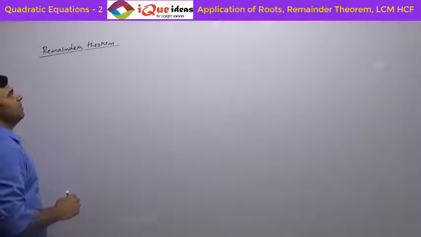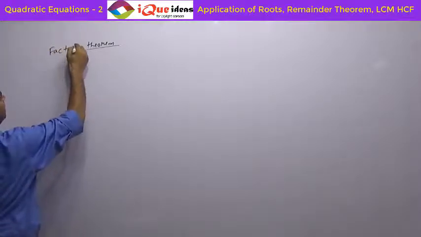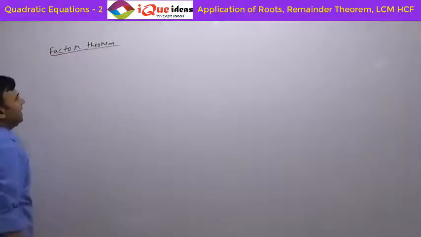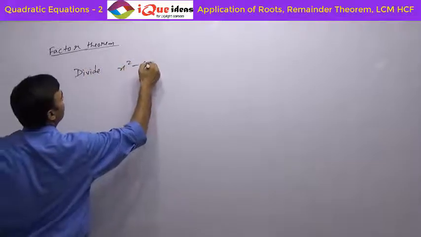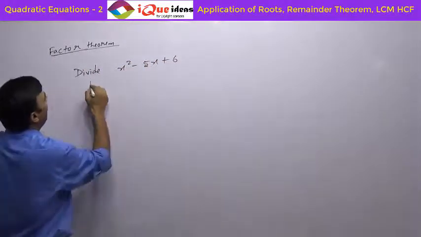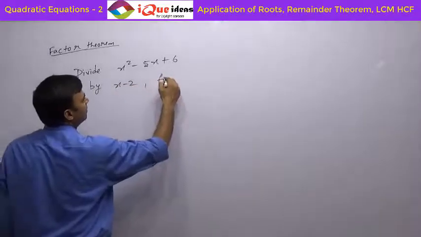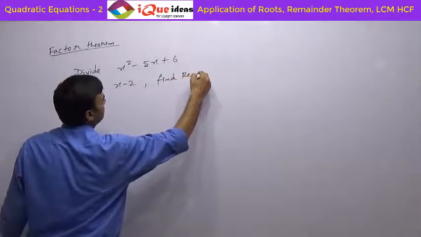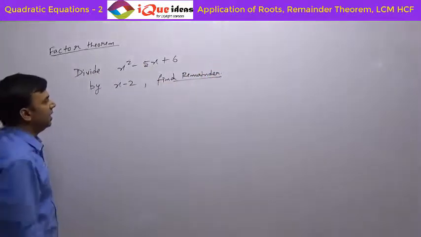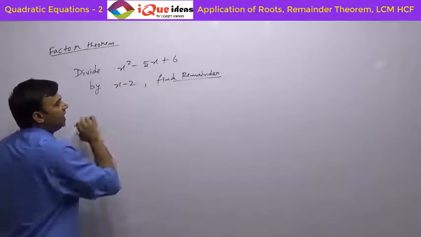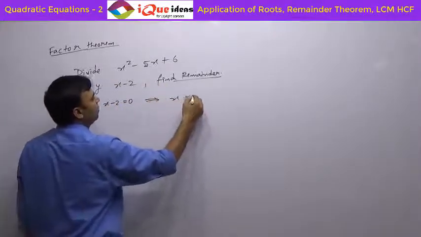Now that we have done remainder theorem, from here only we can get factor theorem. Right? Let's see how. If I take an expression, divide x square minus 5x plus 6 by x minus 2. Let's do that. Find remainder. Okay. I'm taking a very simple example. I'm sure a lot of you are already aware about it. So find the remainder. Now to find remainder, what do we need to do? We need to take x minus 2 equal to 0. That gives us x equal to 2.